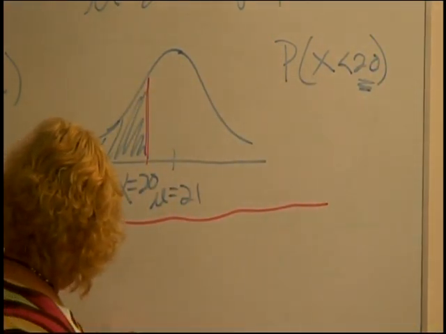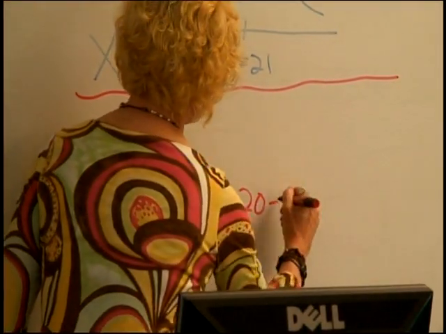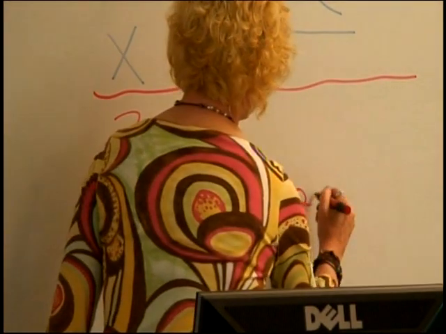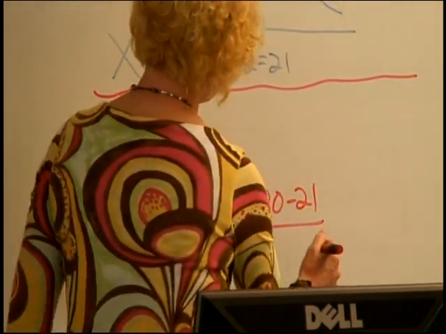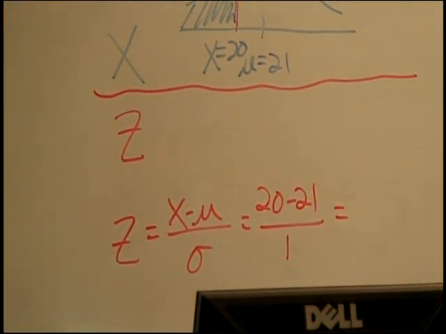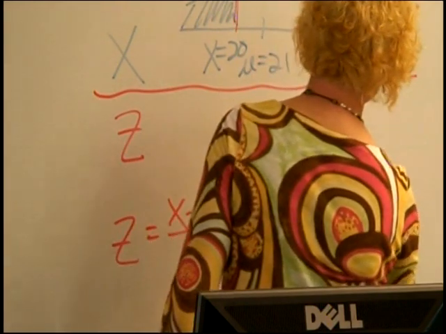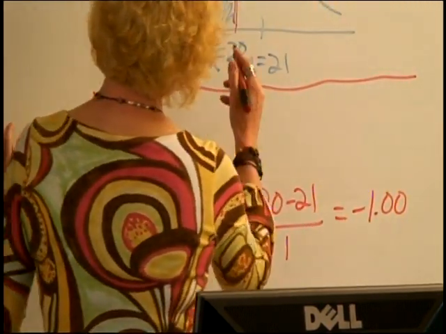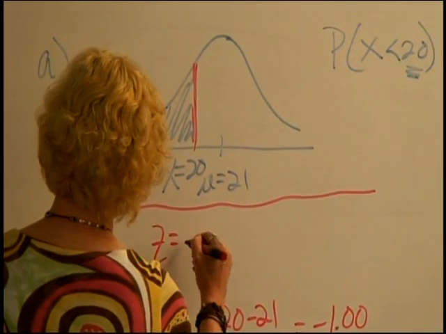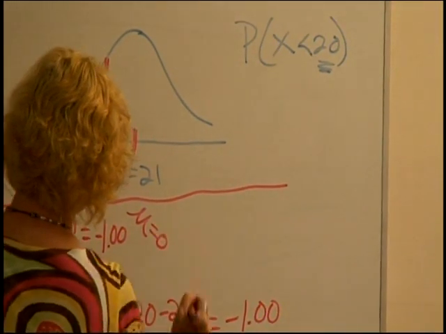So Z equals X minus mu divided by sigma. In our case, the X is the cutoff value, the 20. The mu is the mean, 21, divided by the standard deviation, which is 1. That's also the standard deviation of the standard normal distribution. It just so happens that the standard deviations are the same. That doesn't happen very often. So we get negative 1. Our equivalent Z value to that X value is -1, and in the land of standard normal, recall that the mean is 0.